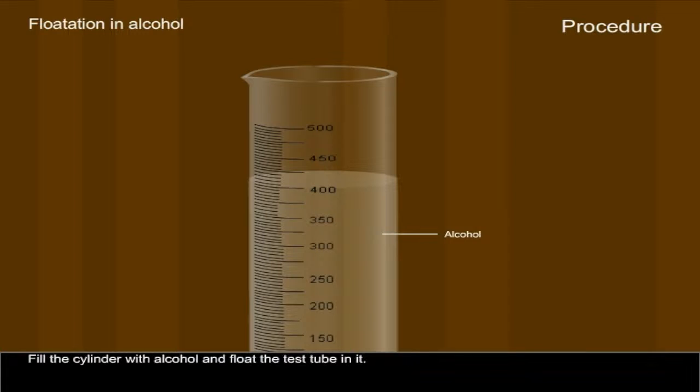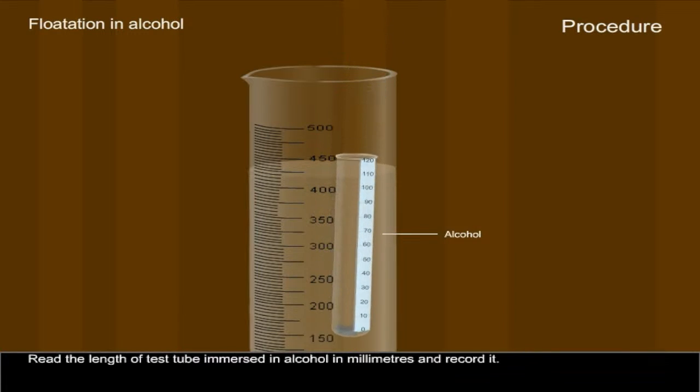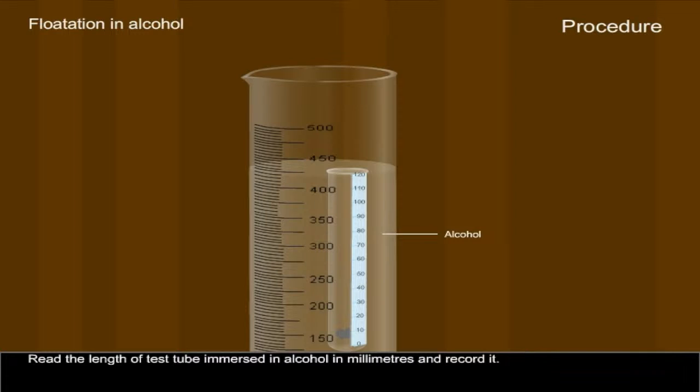Fill the cylinder with alcohol and float the test tube in it. Read the length of the test tube immersed in alcohol in millimeters and record it. The length of test tube immersed in alcohol, H alcohol, is equal to 120 mm.